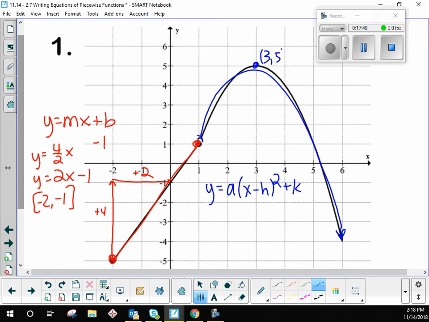That's my h and my k. So those just get to be plugged in. 3 for h, 5 for k. Because the quadratic is reflected down, I know what about the A value. It's negative.